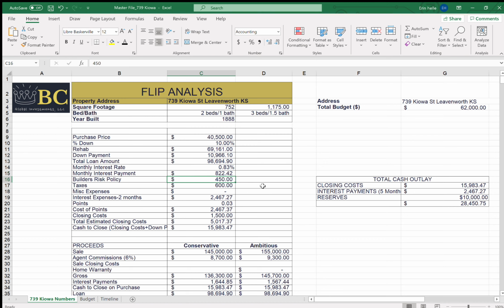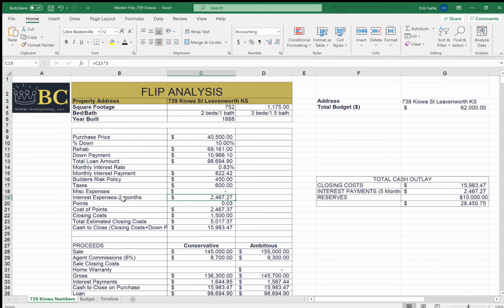We paid for a builder's risk policy in the beginning, which was a 6-month policy. It cost $450, and it's not prorated at all. You pay for that up front, and you don't get any of that money back. Taxes on the property, we assumed that we'd hold it for 6 months. All of these numbers assume that we're going to hold it for 6 months. I always do that when I'm looking at a flip. That's hopefully a worst case scenario, but it helps you get a good idea of your numbers.